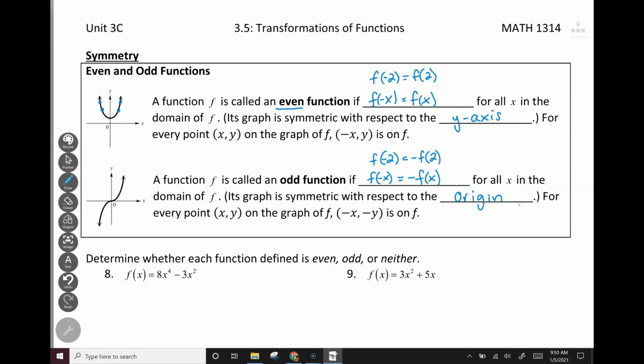So if I have the point, let's say this is 2, 2, then the point -2, -2 should also be on the graph, right? That's the x, y going to negative x, negative y. So what you can think about with it being symmetric with respect to the origin is if you rotate this line 180 degrees, it should be exactly the same.